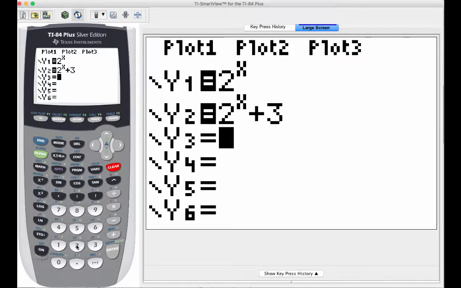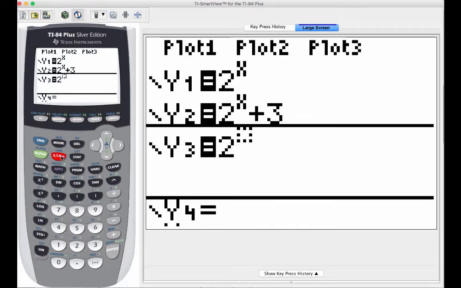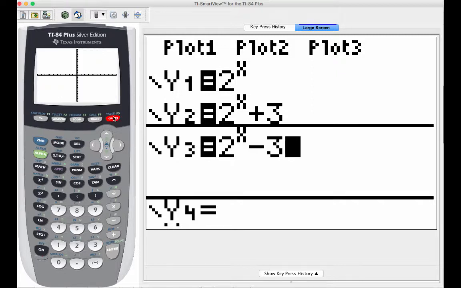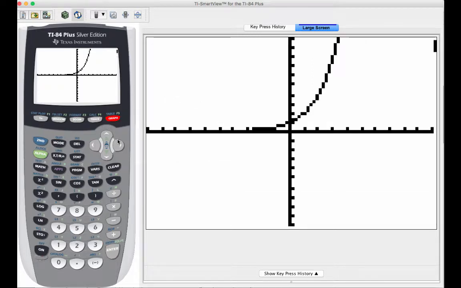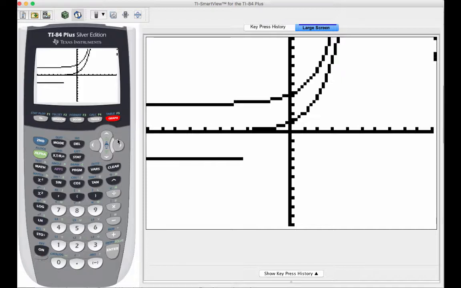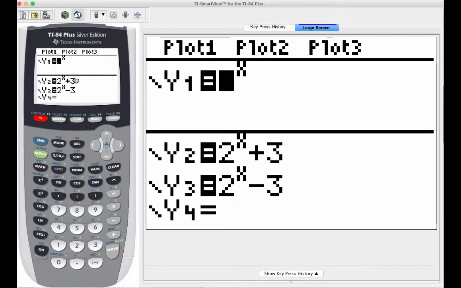And let's put in 2 to the x minus 3, again being careful to get out of the exponential position before we put in the subtract 3. There's our stock, y equals 2 to the x. There's y equals 2 to the x plus 3, and there's y equals 2 to the x minus 3. And so what we see is that our stock curve, this one right here, was shifted up or down by whatever value was added on to the exponential. In the first case, we did a plus 3, so it shifted it up by 3. In the second case, we did a subtract 3, so it shifted it down by 3.